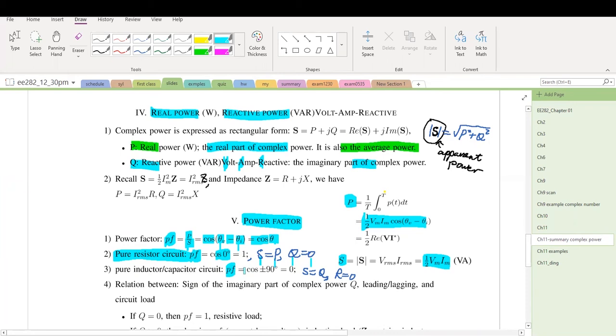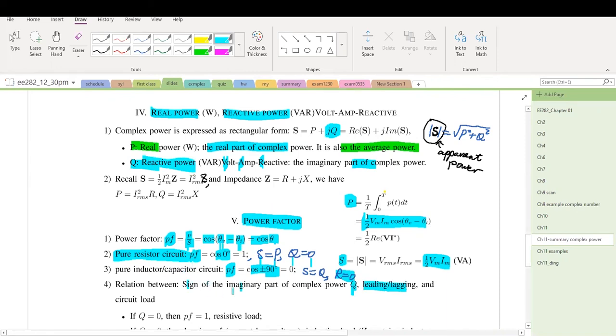If the power factor is 0, in this case, the apparent power equals jQ. The apparent power is imaginary, so there's no real part. In this case, the circuit only contains inductors or capacitors. There's no resistance to consume the power. So the power is stored by the inductors or capacitors, and then it is released by the inductors or capacitors.